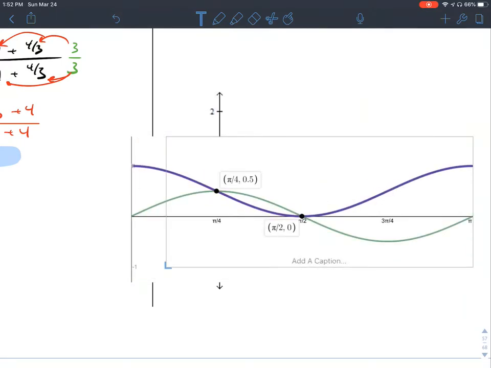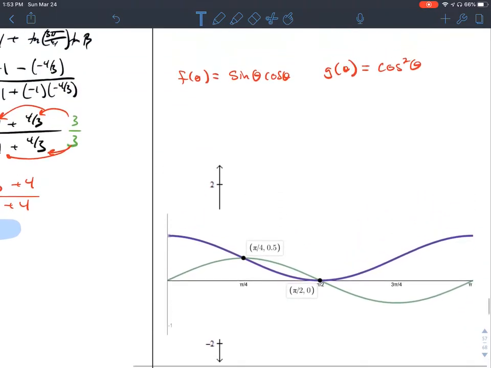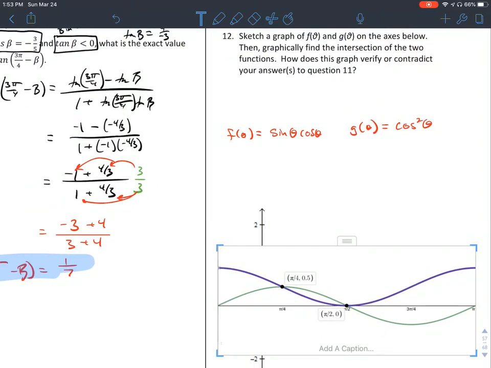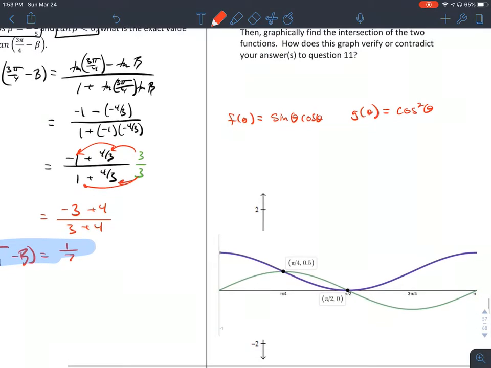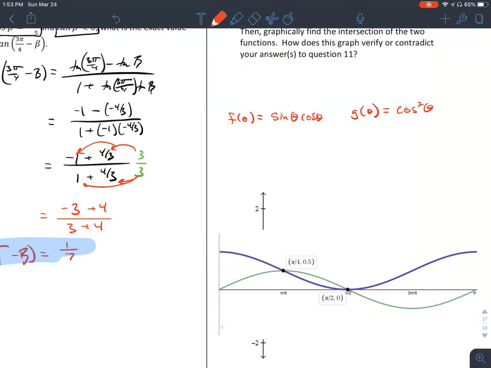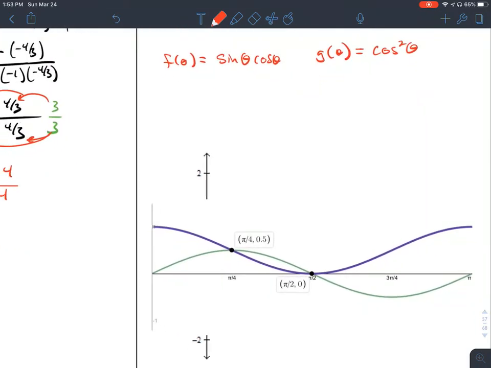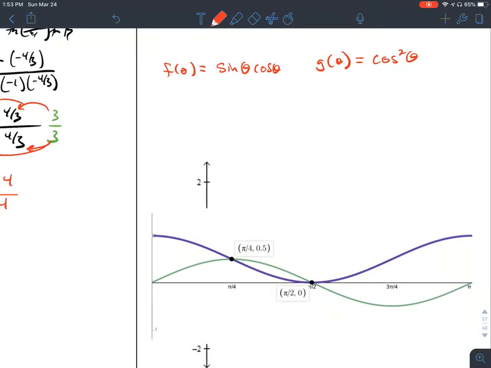All right, wonderful. So then the question was, sketch, which I kind of did. Then graphically find the intersection, which I just did. How does it verify or contradict your answers? Well, it verifies it.